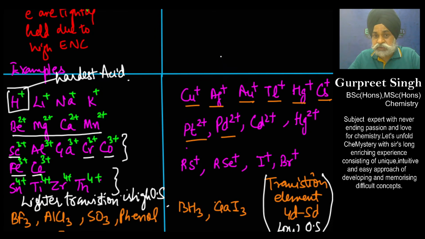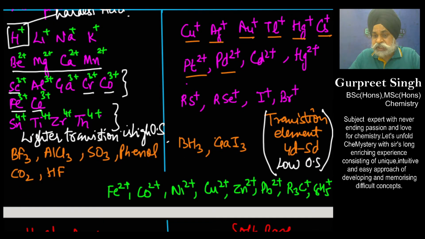So now what I am saying is that Lewis soft acids are those where the cations are of transition elements belonging to 4d or 5d with low oxidation state. And you should also remember that sulfur, selenium, iodine, bromine, because these again are of the p block down the group and with a low oxidation state, they would also get classified as soft acids.